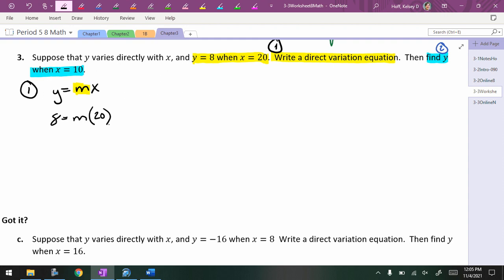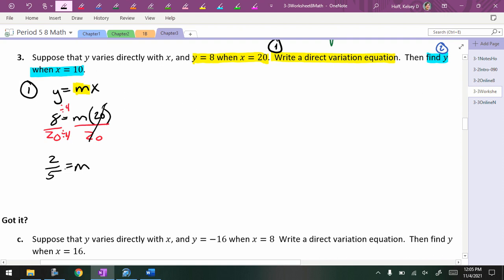If I want to solve for m, how do I undo multiplication? I divide both sides by 20. On the right-hand side, my 20s cancel, leaving me with an m. If you type in 8 divided by 20, you get a decimal. And what are Ms. Hoff's thoughts on decimals? I hate them. So what do I do with 8 over 20 then? Simplify. What can be divided out? You could divide out a 4, right? You wind up with 2 over 5. Double check, can you reduce it further?